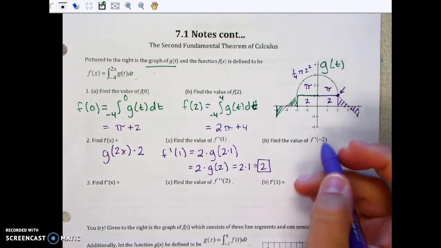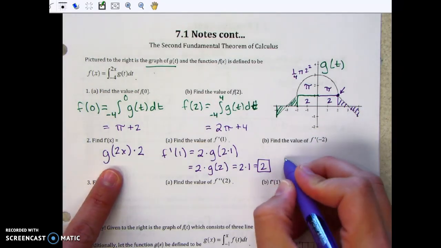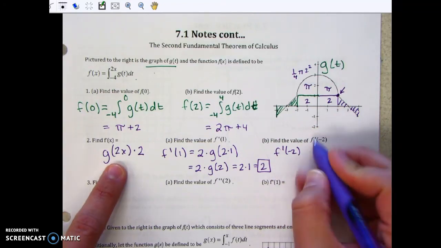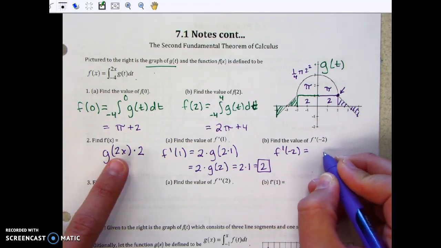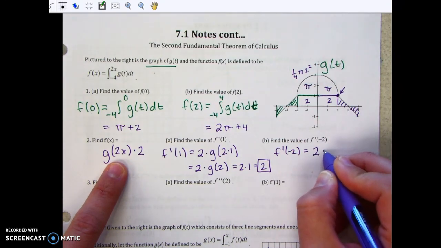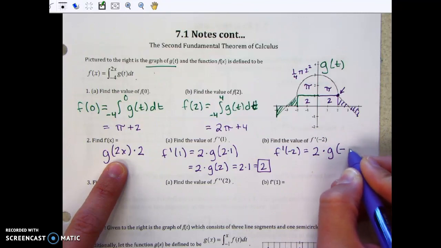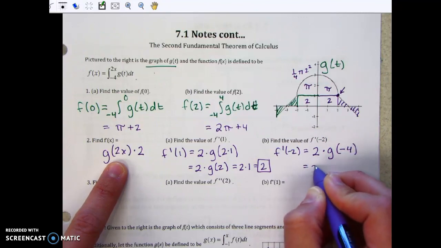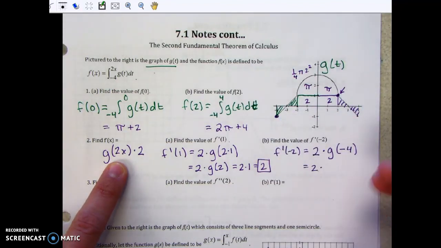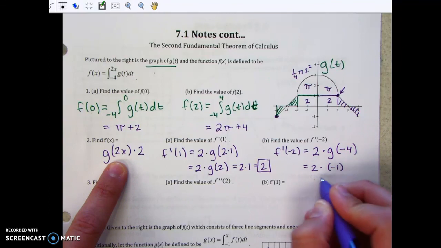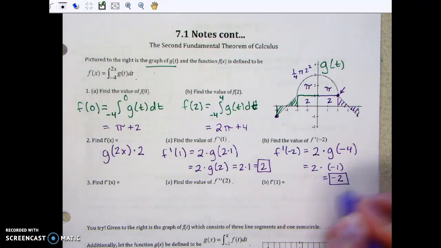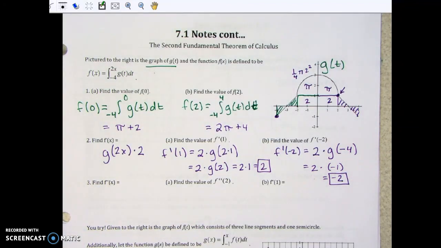All right, what does this say? Find the value of f prime of -2. Well, what's f prime? F prime is 2g of 2x. So we're going to plug in -2 for the x value. 2 times g of -4. And what's g of -4? What is this y value here? -1. So we have 2 times -1, which equals -2. Fun? And we'll go on in class next. Go back and do the practice.